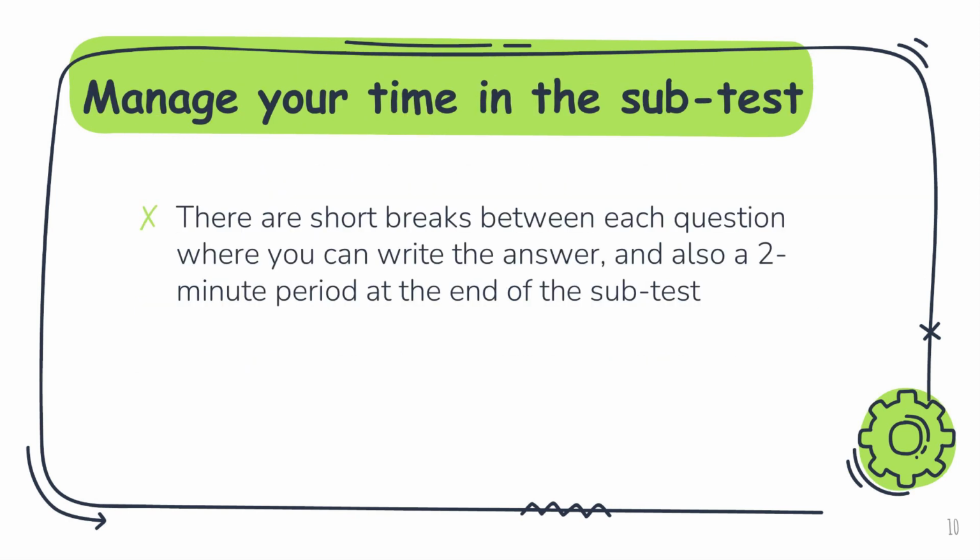Third, manage your time in the sub-test. In the test, you hear the recording only once, so it's important to write your answers as you listen. But remember to check your answers afterwards. There are short breaks between each question where you can do this, and also a 2-minute period at the end of the sub-test. Use this time to check that you have clearly answered each question and written your answers for Part A legibly.